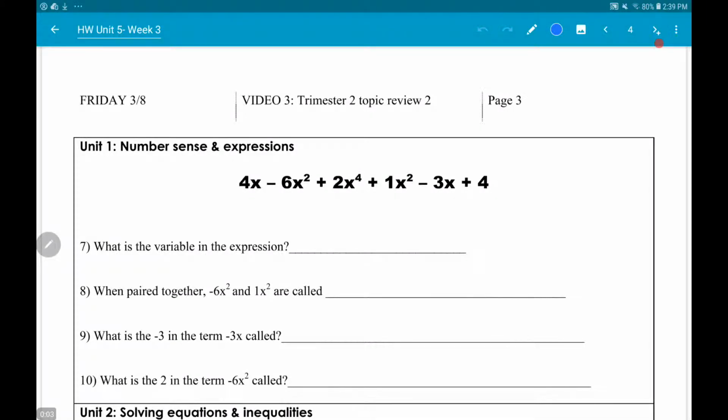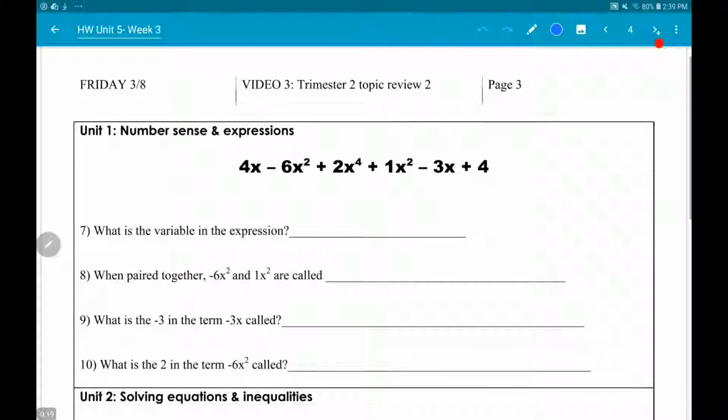This is trimester 2 topic review number 2, covering units 1 and 2. These units were the units that we did during trimester 1. So you're going to see fewer questions on these topics, but they're still going to be there. So I just want to review a few things.